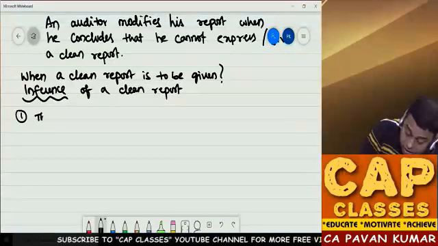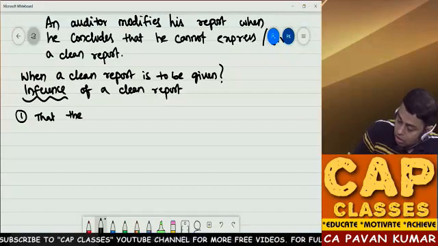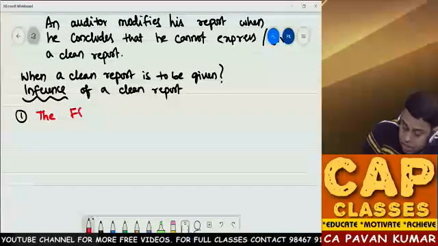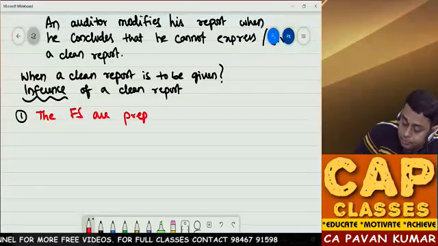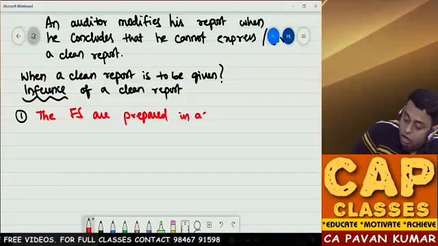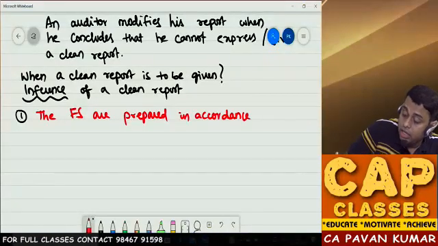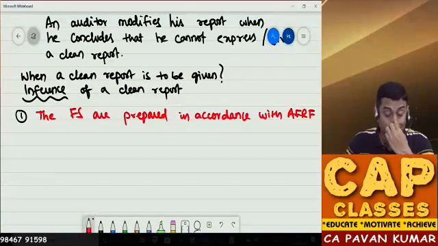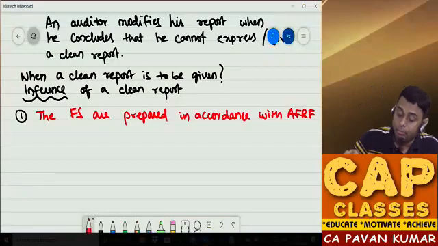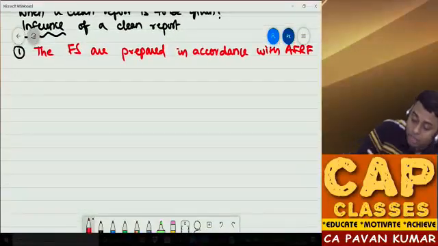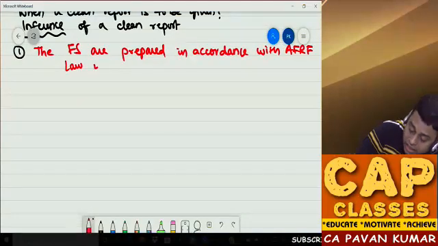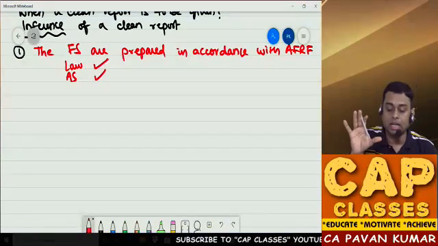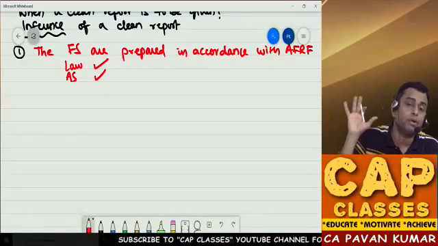One, that the financial statements are prepared in accordance with the applicable financial reporting framework. That means law, yes, complied with. Accounting standards, yes, complied with. So law is complied with properly, accounting standards are complied with properly.